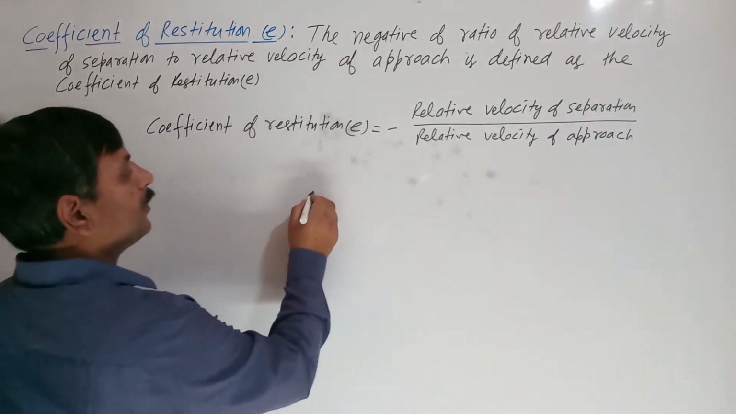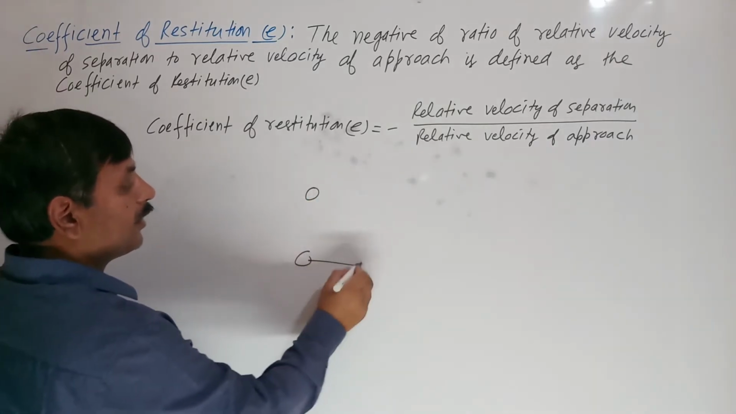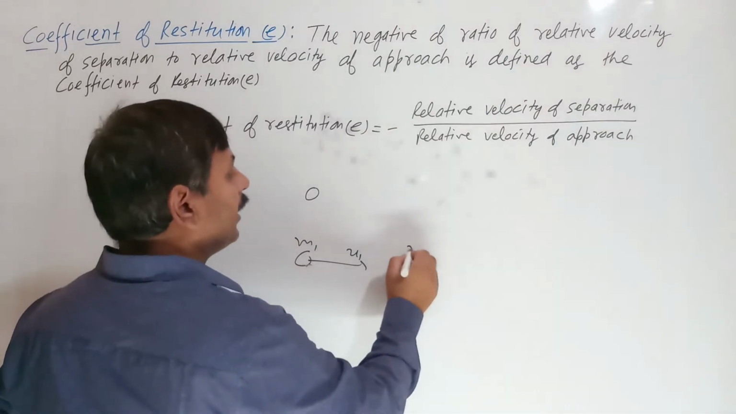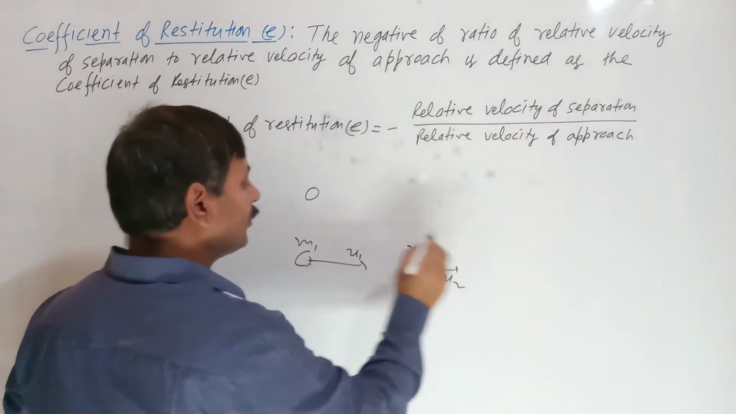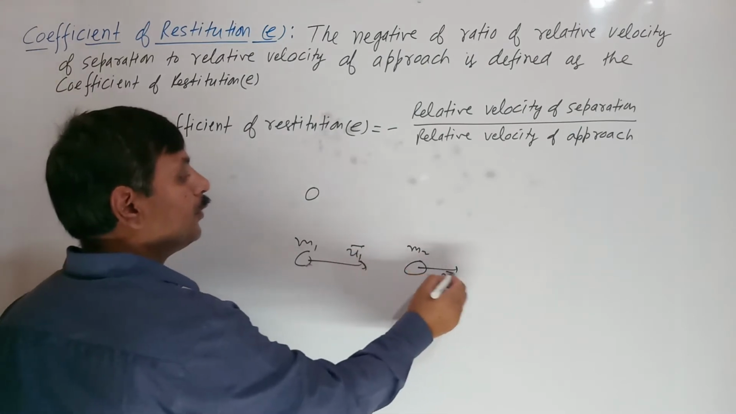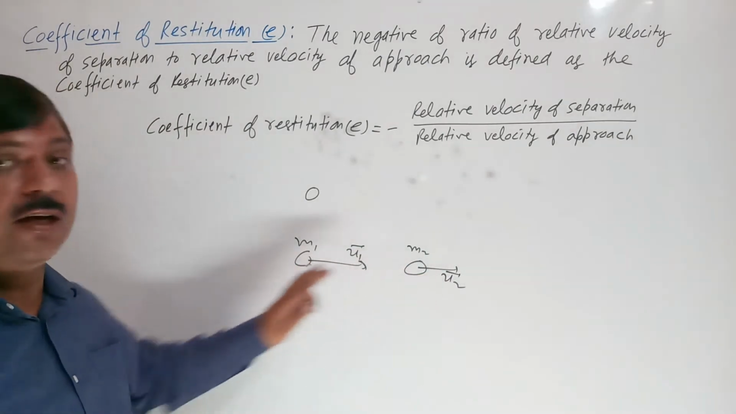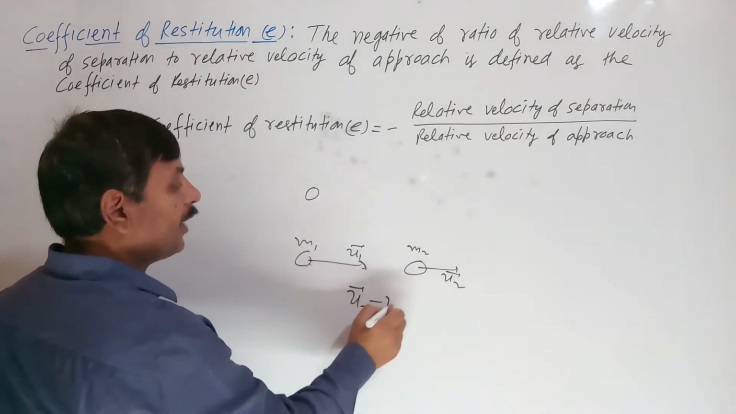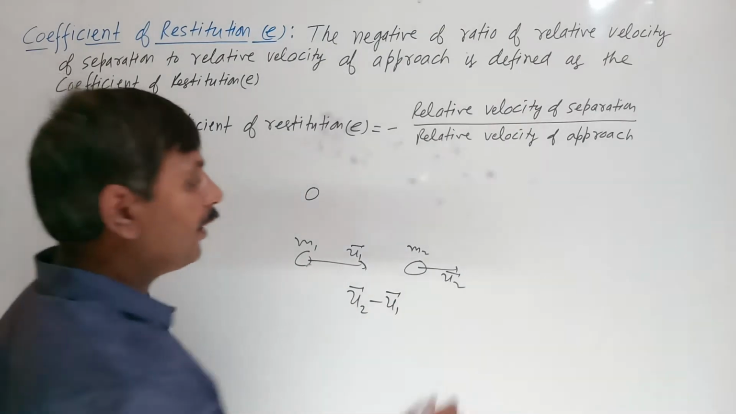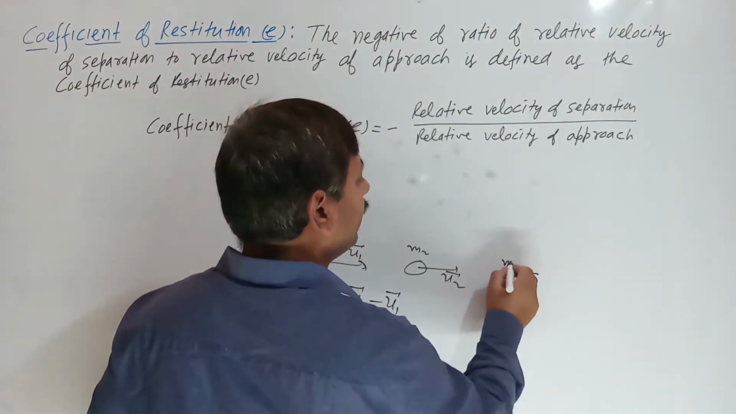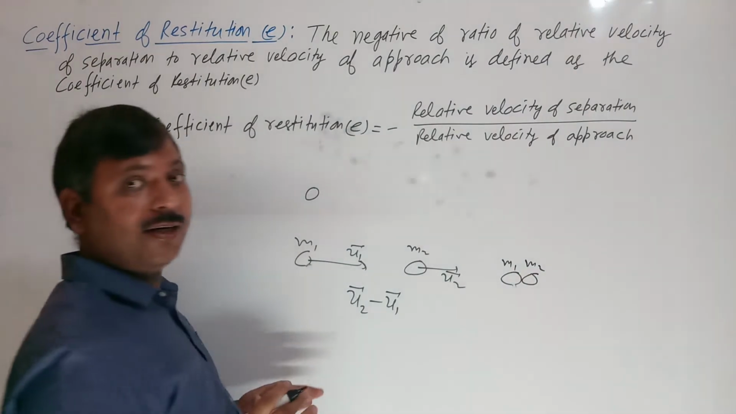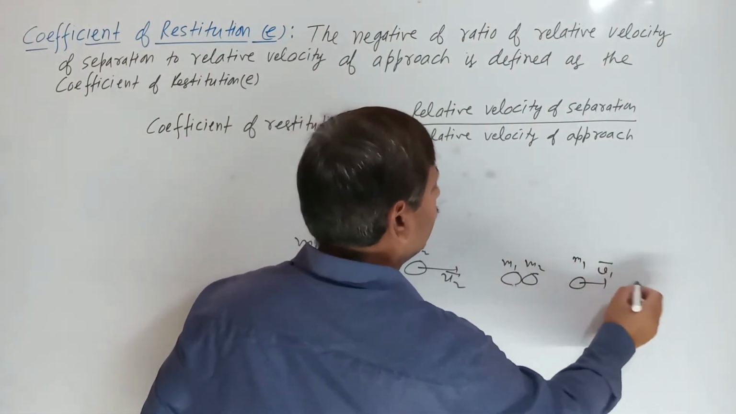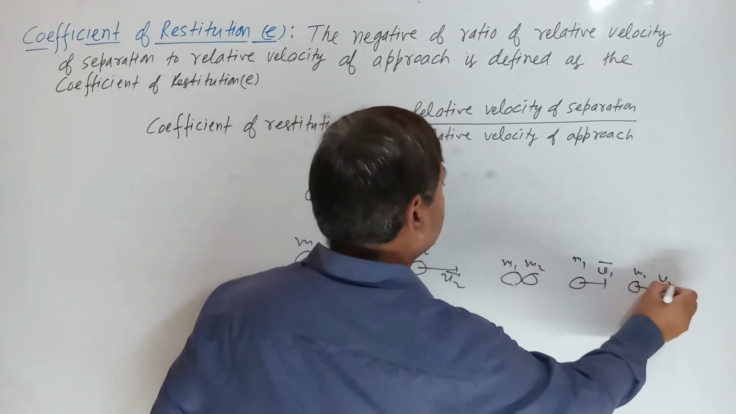तो सी, अगर सपोज एनी ऑब्जेक्ट इज देयर m1, his velocity is u1, and another object m2 has velocity u2. So what happened? What will be the relative velocity of approach? The relative velocity of approach is u2 minus u1. Same way, after collision what happened? m1 and m2 collided, and after collision m1 has velocity v1, m2 has velocity v2.